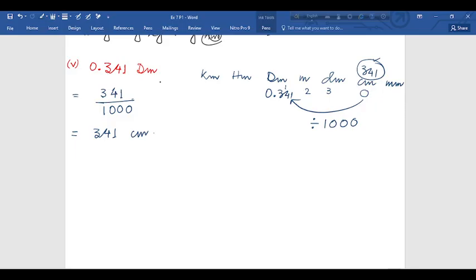Okay, so now write down again kilometer, hectometer, decameter, meter, decimeter, centimeter, and millimeter. It's not complicated. No, it is not hard, but it is a little bit twisted. You know? Now we have to know this.